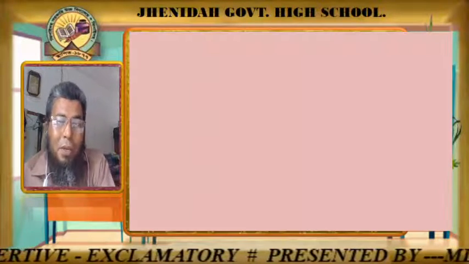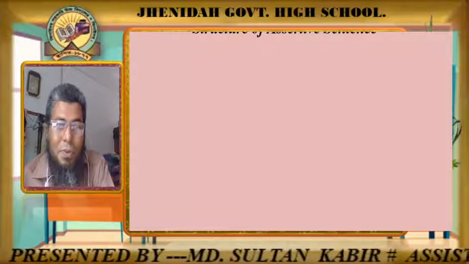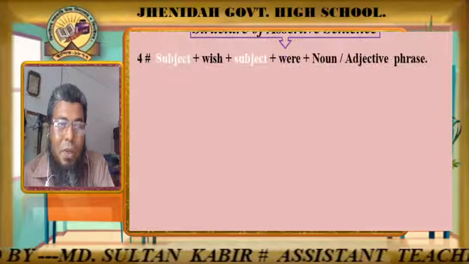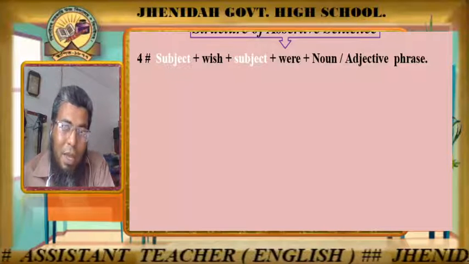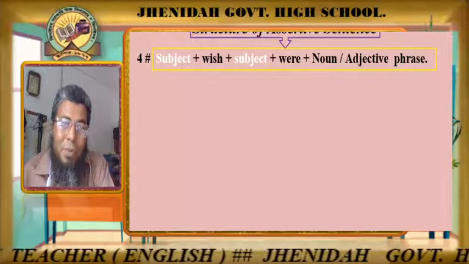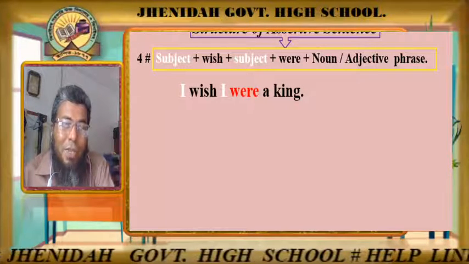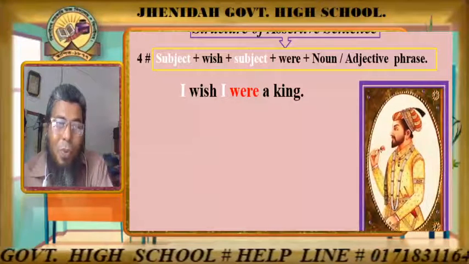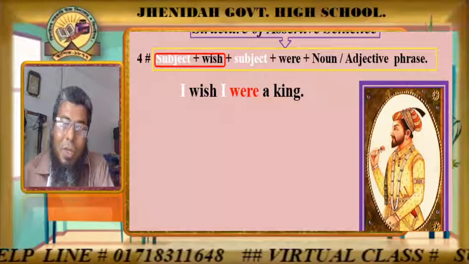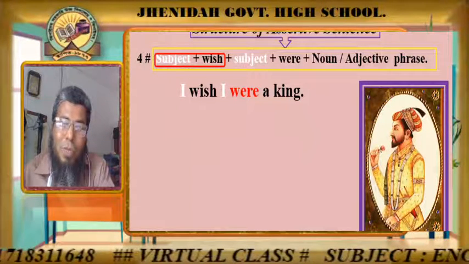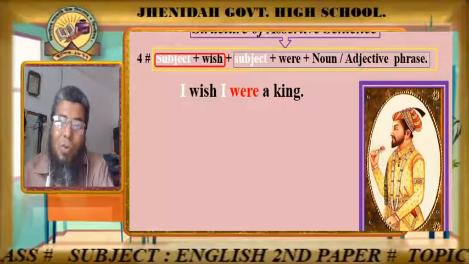Okay, now there is another structure of an assertive sentence. Look, subject plus wish, the same structure here, then again the subject, but there is a difference of the verb, where plus noun or adjective phrase. So look at the example: I wish I were a king. So here the same way, there are two portions of the assertive sentence, subject plus wish, and then subject plus were plus noun or adjective phrase.